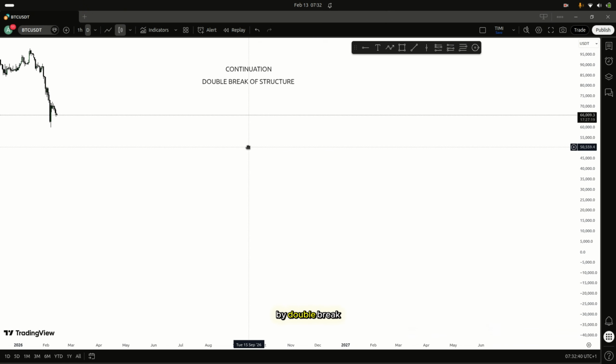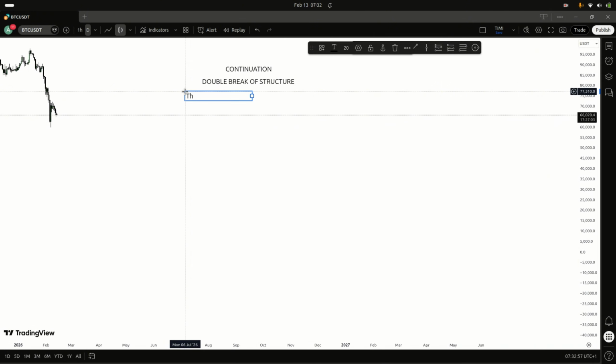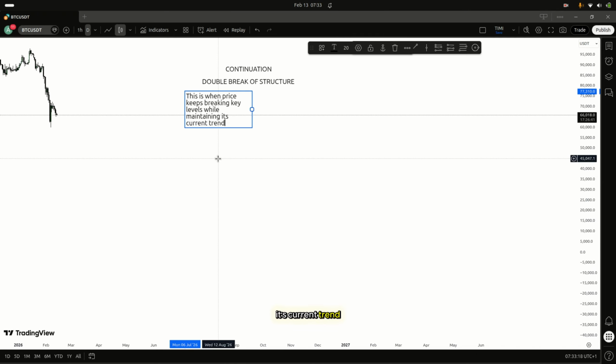So now, what do I mean by double breakout structure? Double breakout structure is when price keeps breaking key levels while maintaining its current trend. It is as simple as that. This is when price keeps breaking key levels while maintaining its current trend.